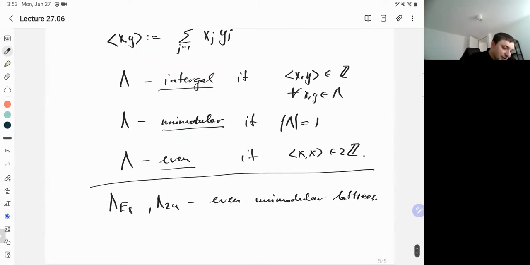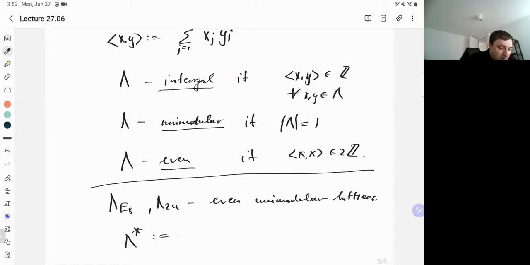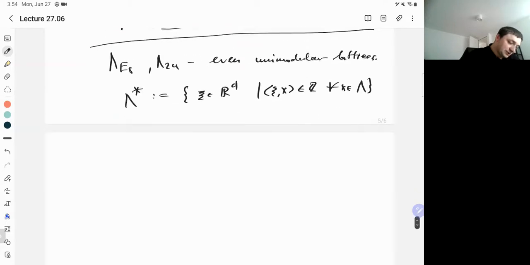And another thing I forgot to define here. There's also something called the dual lattice. For each lattice, we can associate its dual, and it's just the set of all vectors which have integral inner products with the points in the original lattice. And in fact, every integral and unimodular lattice is automatically self-dual, meaning that its dual is equal to itself. So in particular, the E8 lattice and the Leech lattice are like that.